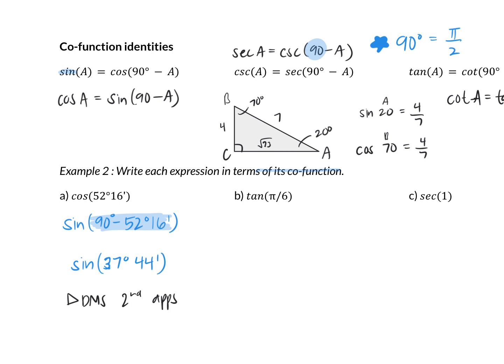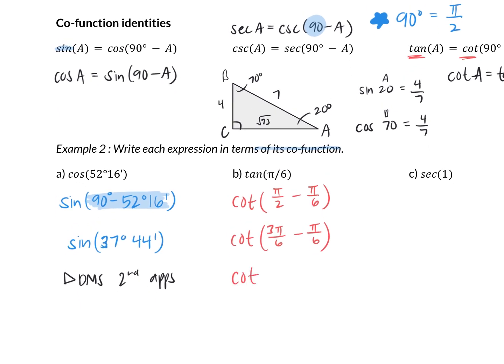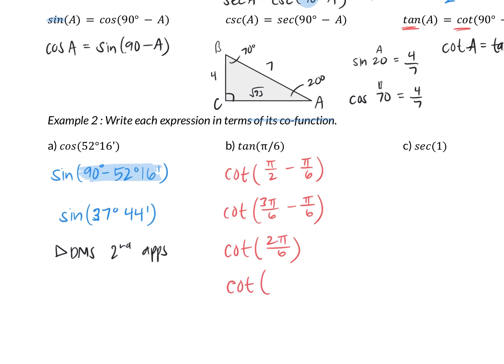Okay, this next one here, we've got tangent of pi over 6. So the cofunction of tangent is cotangent. So I would do cotangent of, now this is in terms of radians because I've got a pi there. So I would change this to pi over 2, and then I would subtract the pi over 6. But can I simplify that fraction? Yeah, this would be the same thing as cotangent of 3 pi over 6 minus pi over 6, which is also the same thing as cotangent of 2 pi over 6, which we could simplify one more time to be what? Pi over 3. Okay, so we're not evaluating it, but that is our final answer for our cofunction.